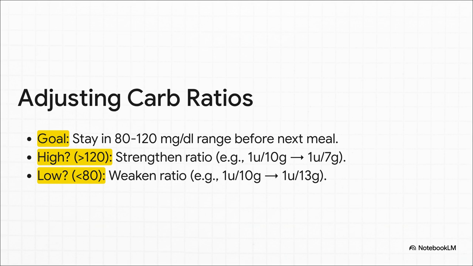Pretty straightforward, right? But just like everything else, this ratio has to be personalized. The whole idea is to get your blood sugar back in a good range before you eat your next meal. So let's say you keep checking before lunch and your number is always high. Well, that's a clue that your breakfast ratio isn't quite strong enough. So you'd adjust it, maybe from 1 to 10 down to 1 to 7. That means you get a little more insulin for the same amount of carbs to cover that meal better.